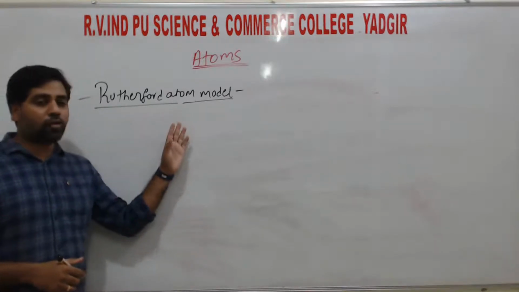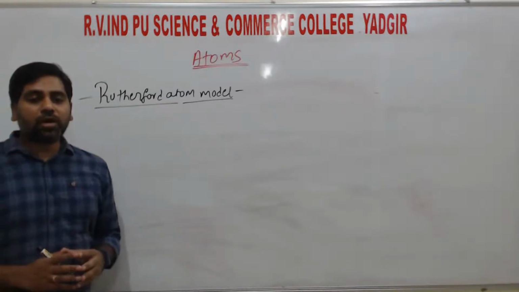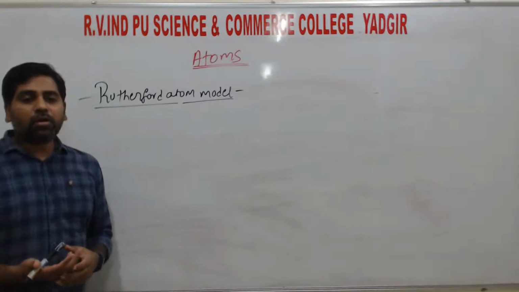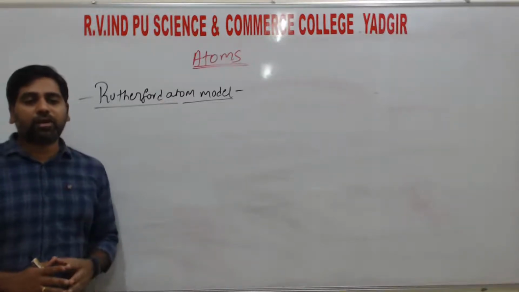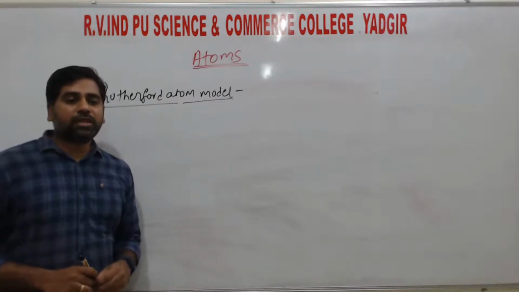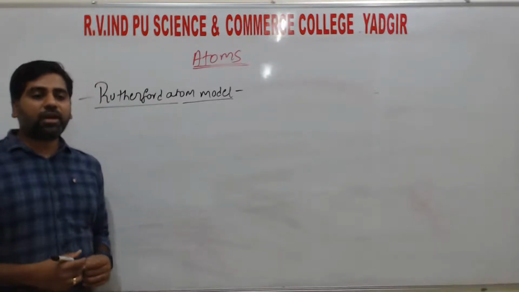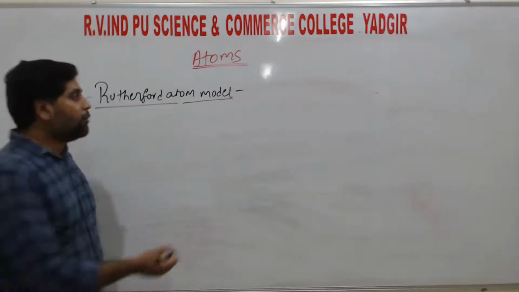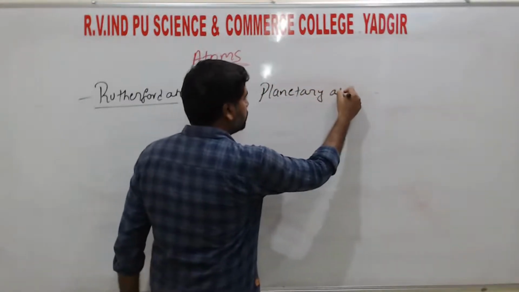According to Rutherford, the entire positive charge and the total mass of the atom are concentrated in a smaller volume. That volume we call the nucleus, right? The electrons, that is the negatively charged particles, revolve around that nucleus, like the planets revolving around the sun. Hence the Rutherford atom model is also named the planetary atom model.